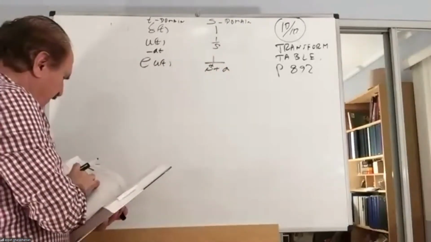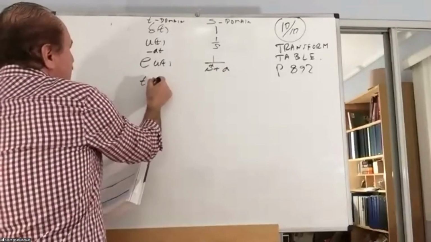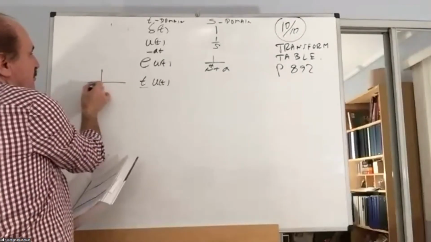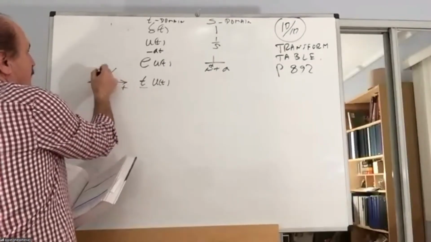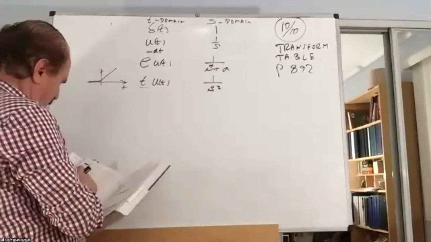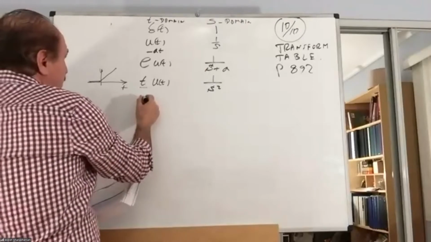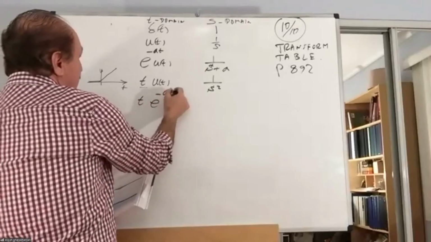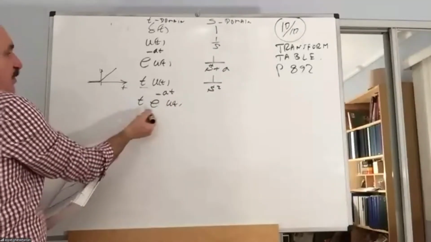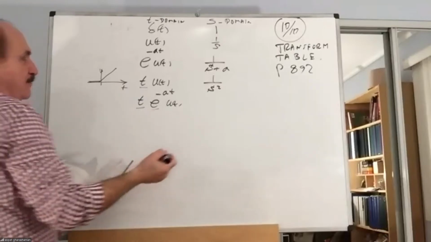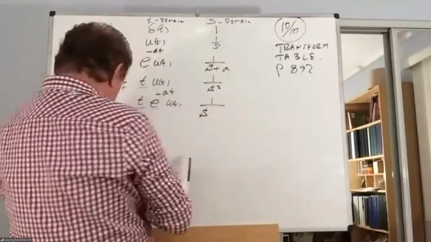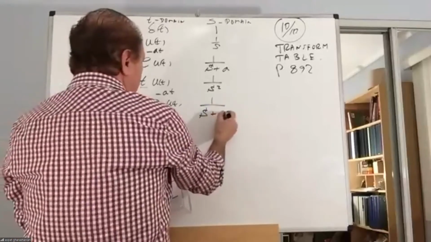I will list only a few ones. T times u of t. So this is a ramp that goes like this against the time. That is 1 upon s squared. And then you have t times e to the power minus at u of t. This is the exponent multiplied with the ramp, which is 1 over s plus a squared.